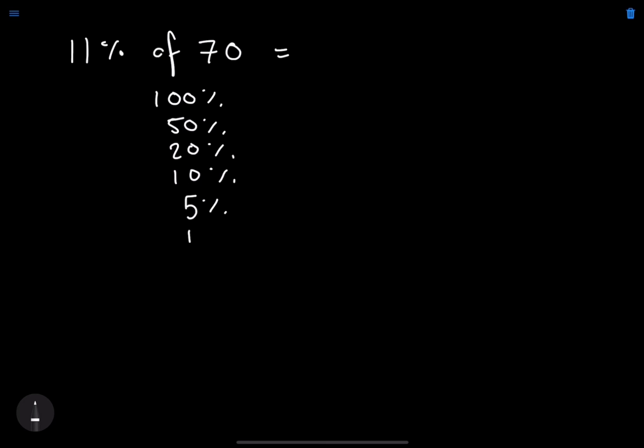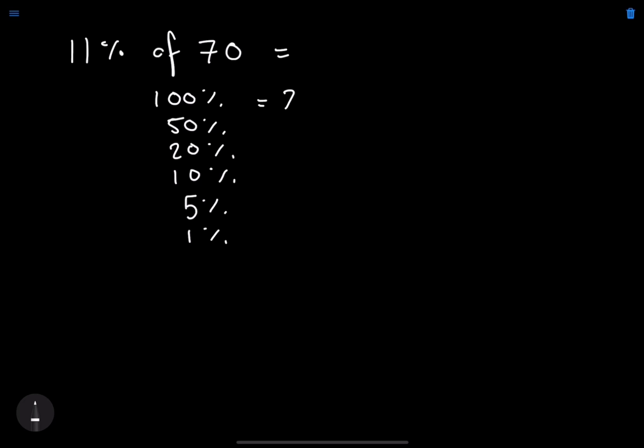So we'll go on to our last method, which can be used for more complex percentages. We'll start with something fairly simple. So 11% of 70. Now, in order to work this out, what we can do is run through what is 100% of this, 50%, 20%, 10%, 5%, and 1%. And then we can use those to add together in order to get 11%.